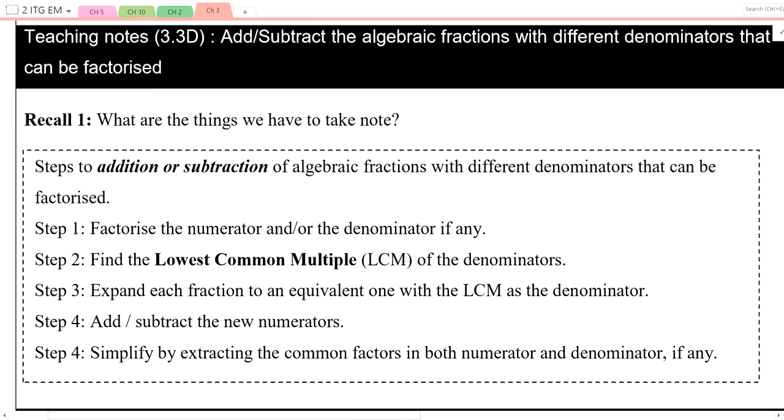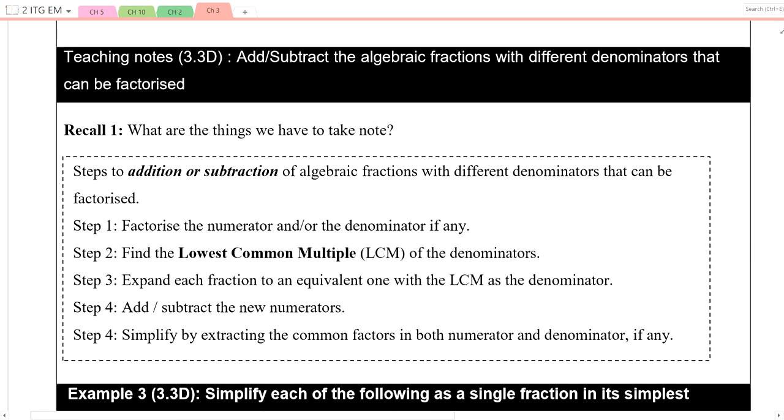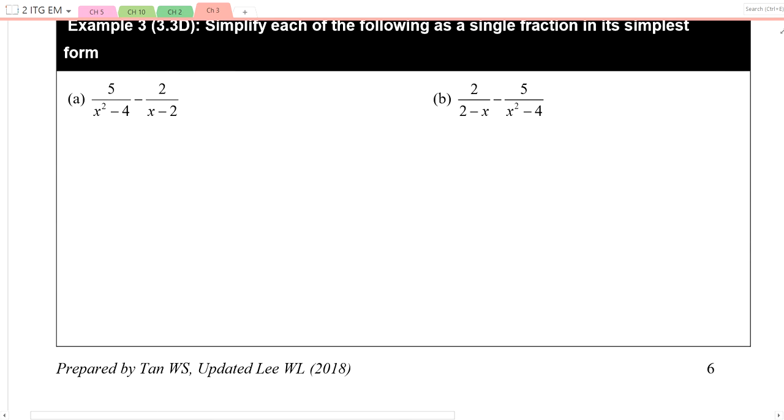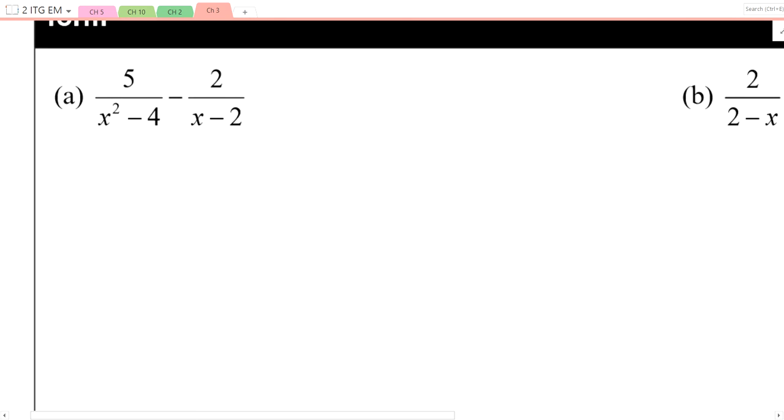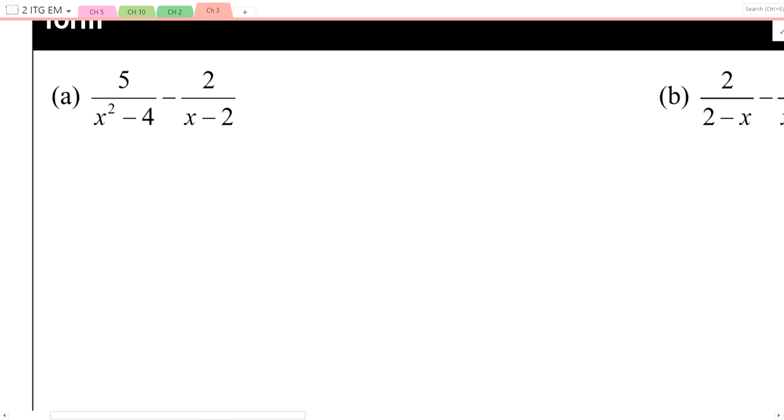Moving on. Now we are going to try again addition and subtraction for fractions with different denominators that can be factorized. Okay, let's just go straight into it. Okay, part A. 5 over x squared minus 4 minus 2 over x minus 2.